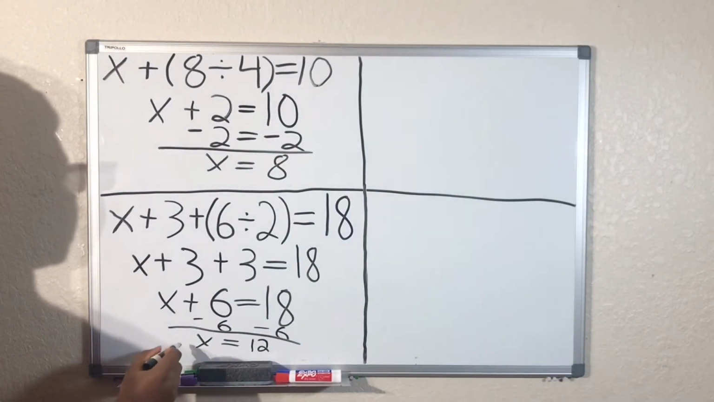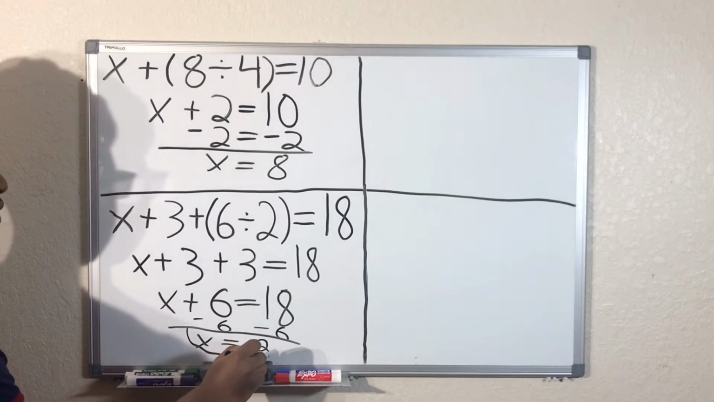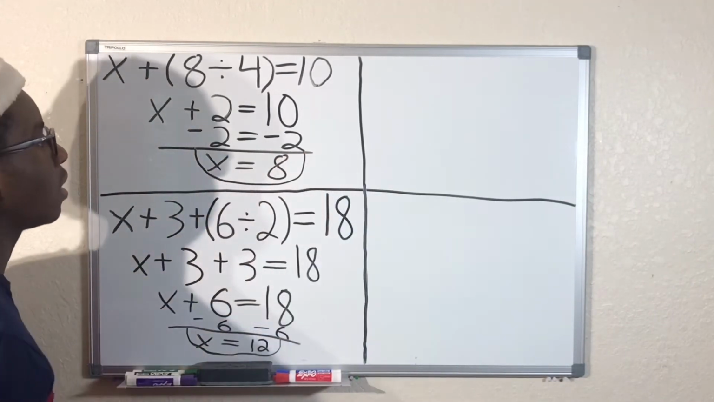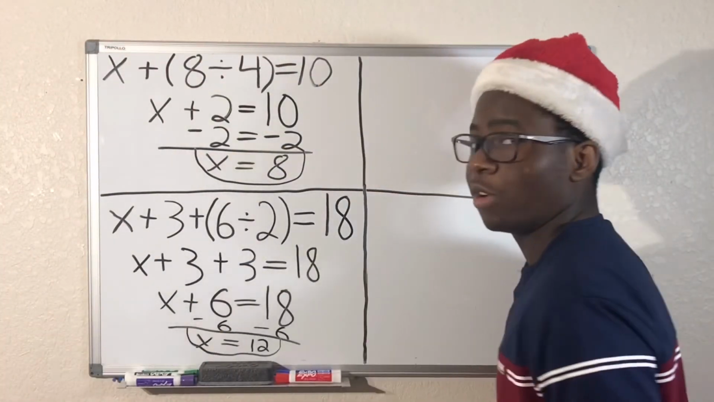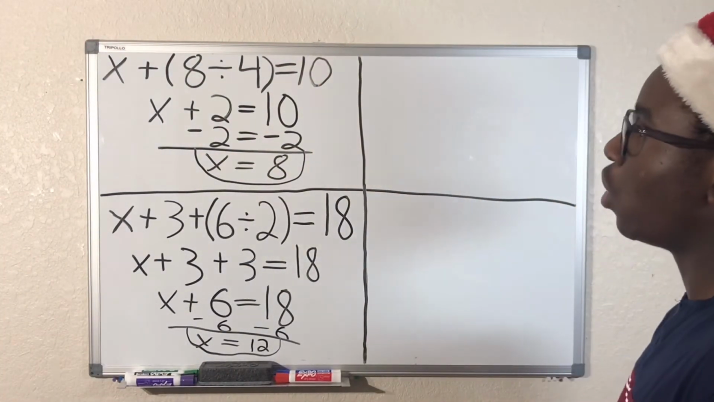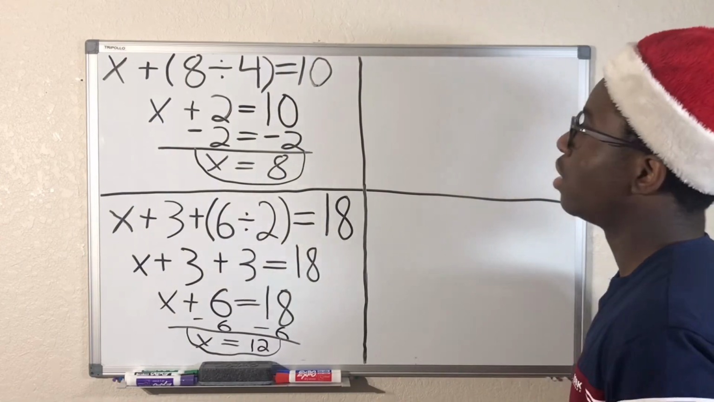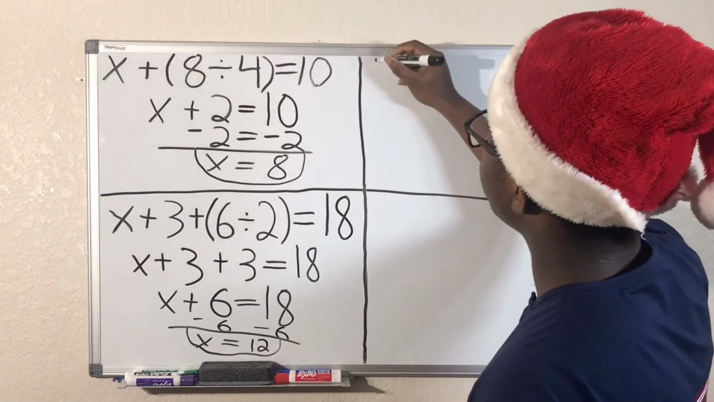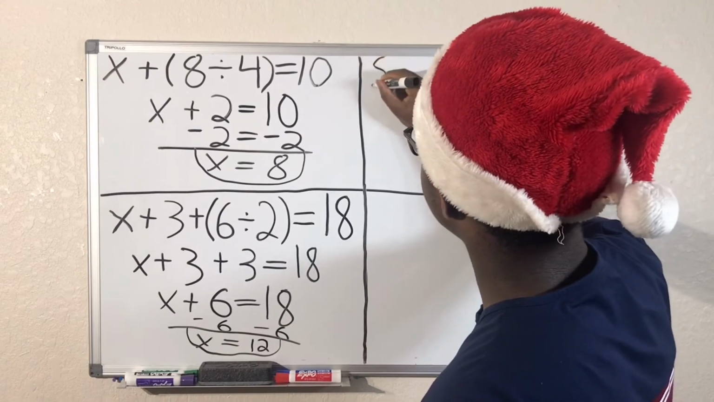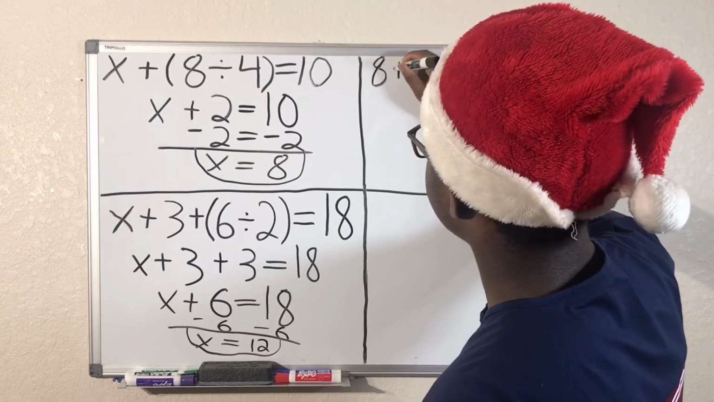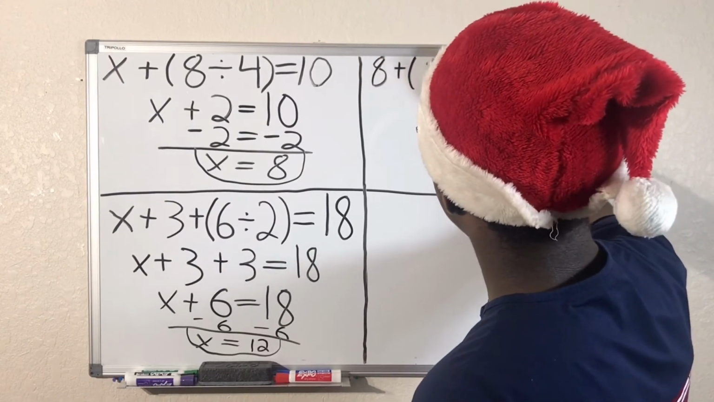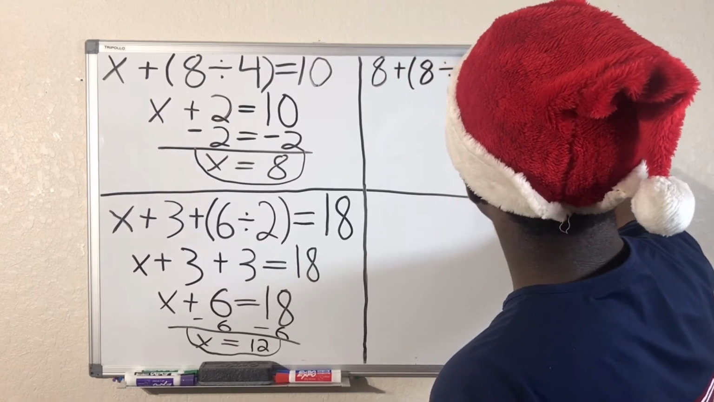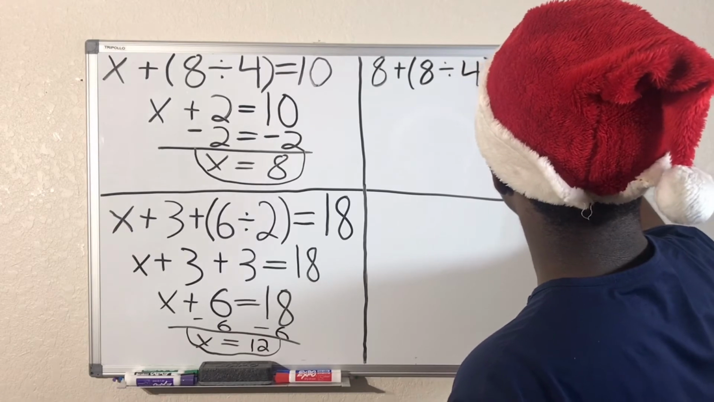Sorry if you can't see that. It says x is equal to 12. Circle our answers. And as I said before, in algebra, you can always check over if you're not sure. So we plug in our answers. So 8 is x here. So we have 8 plus (8 divided by 4) is equal to 10.